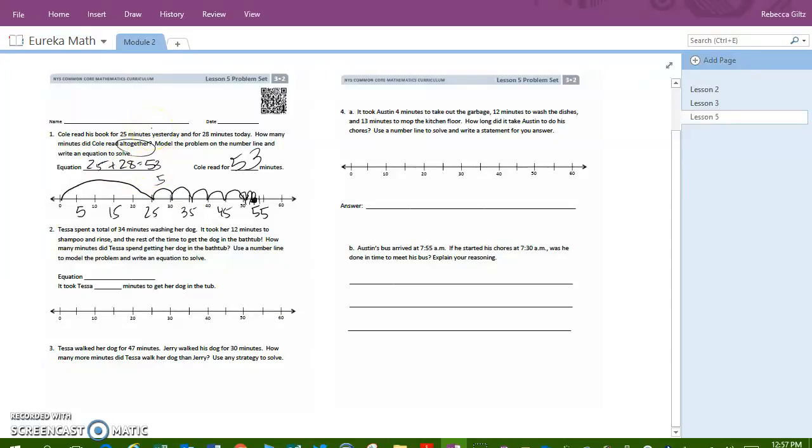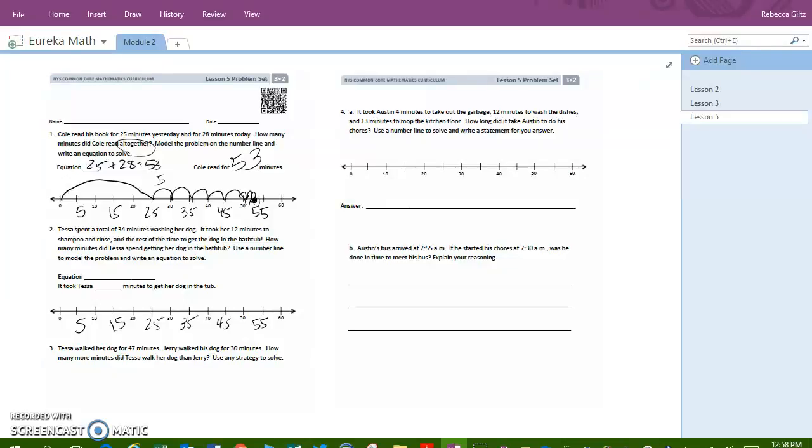Let's look at number 2. It says Tessa spent a total of 34 minutes washing her dog. It took her 12 minutes to shampoo and rinse, and the rest of the time to get the dog in the bathtub. How many minutes did Tessa spend getting her dog in the bathtub? Use a number line to model the problem and write an equation to solve. Same idea. Let's number our number line. Here's 5, 10, 15, 20, 25, 30, 35, 40, 45, 50, 55, and then 60 is marked. So it took her 34 minutes washing her dog, 12 minutes to shampoo and rinse, and the rest to get the dog in the bathtub.